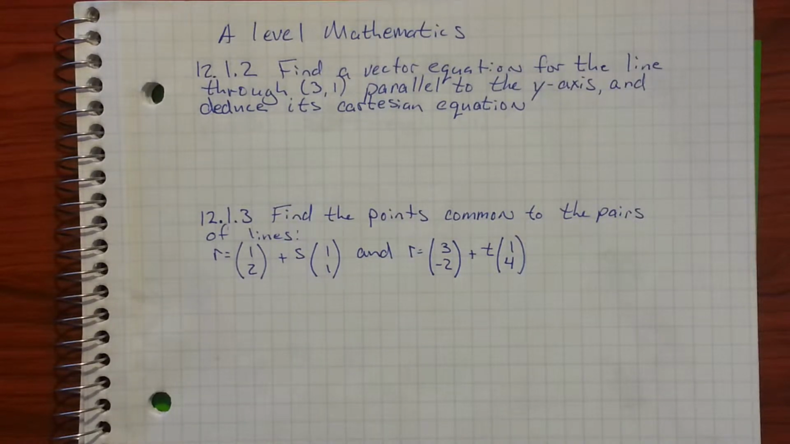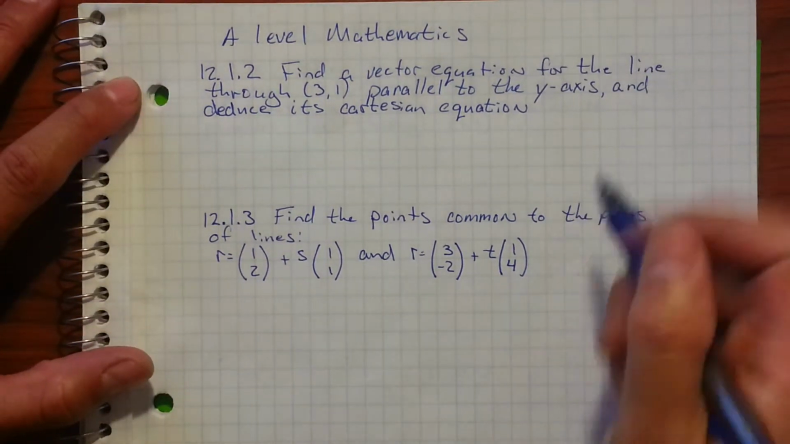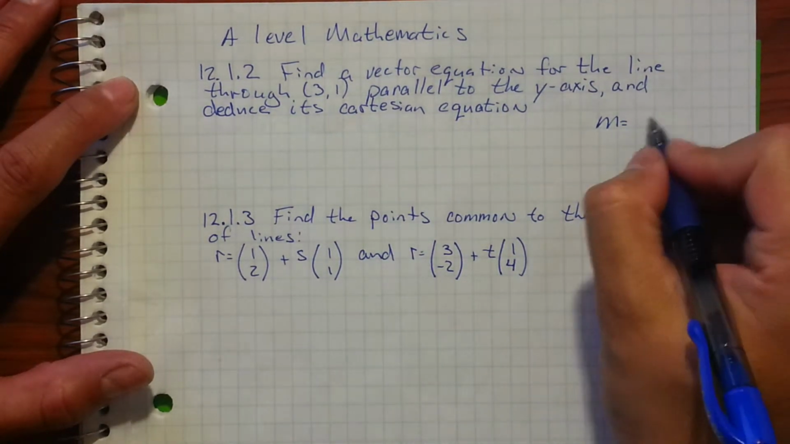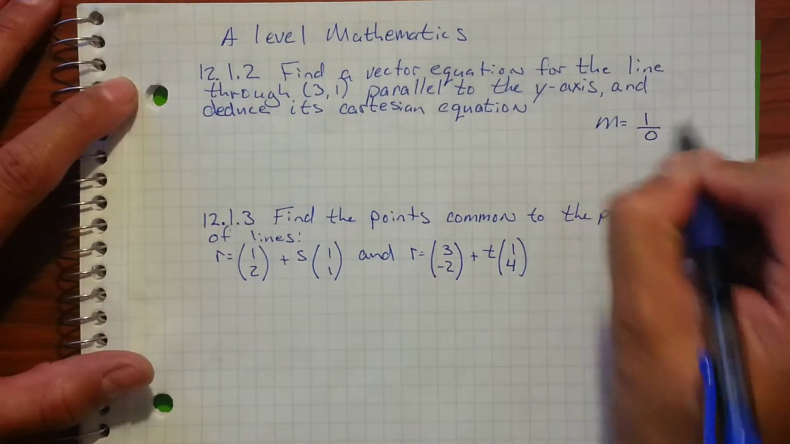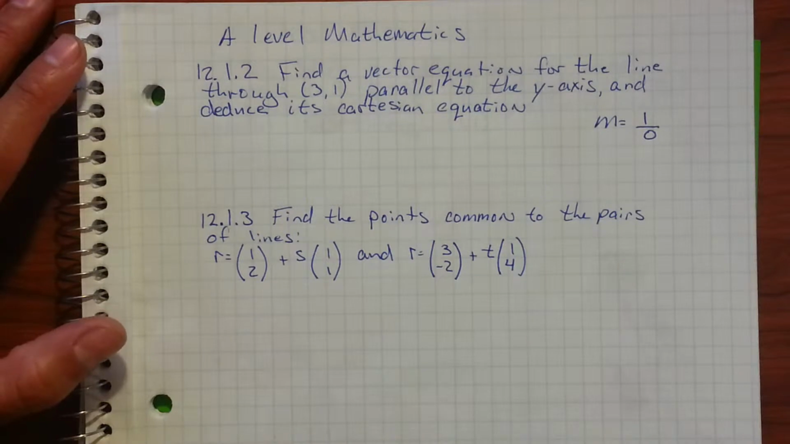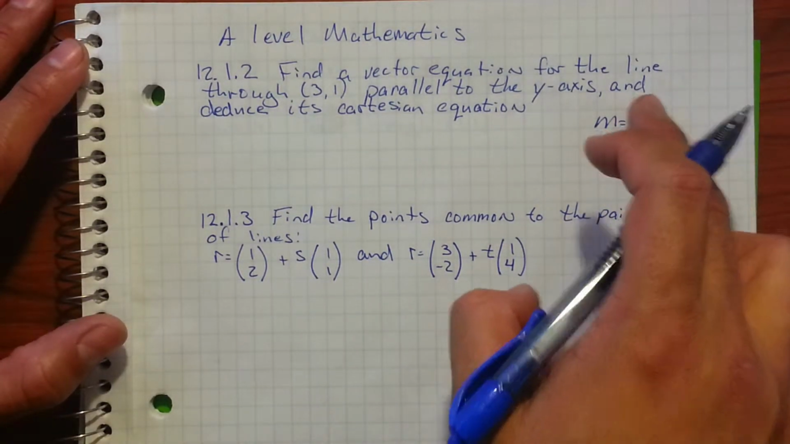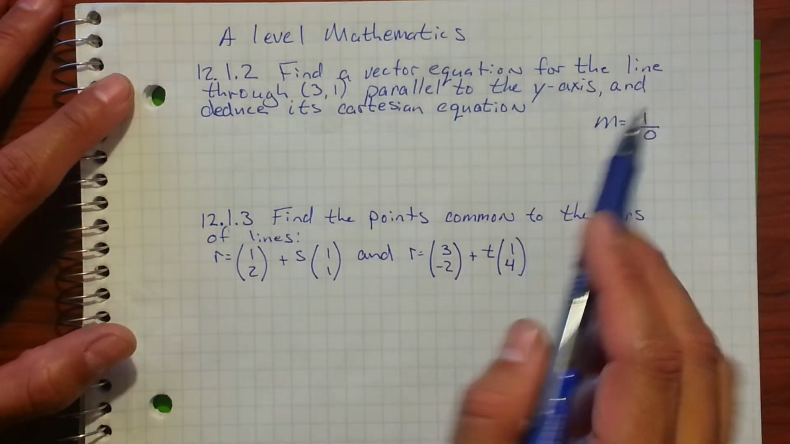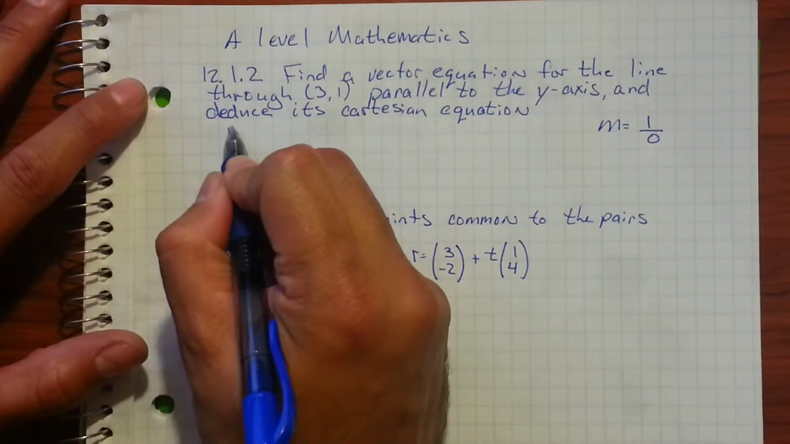12.1.2, find a vector equation for the line through point (3, 1), parallel to the y-axis, and deduce its Cartesian equation. Now this one should be really easy. If it's parallel to the y-axis, I get m is equal to, so that's going to be a vertical, so it'd be 1 over 0. Because it's parallel to the y-axis, that means it's going to have an undefined slope, and that is just going to be 1 over 0.